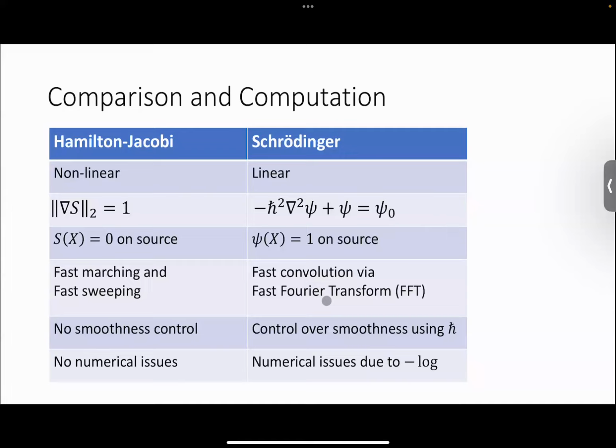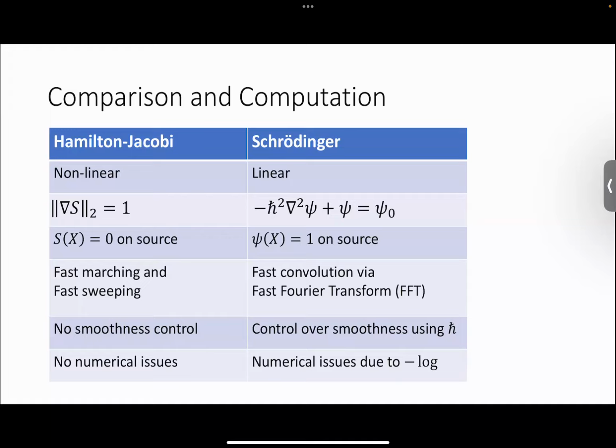There are no numerical issues for the nonlinear Hamilton-Jacobi equation, but if you were to do this on a classical computer, you're going to have numerical issues due to the negative logarithm, and you may have to go to multi-precision or variable precision numerics in order to be able to carry this out with good precision on a classical computer. Okay, so what we thought was this had good pedagogical value as well, because people can now see the equivalent of a classical method and a quantum method on essentially the same problem.